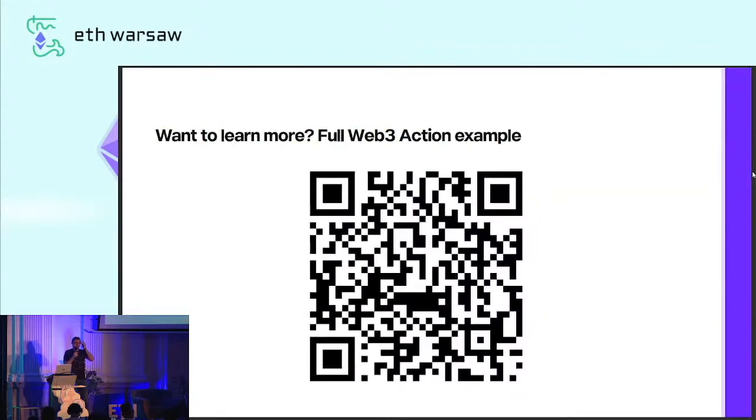And in these examples right here, we talked about Web3 Actions and how to use them. This backend had only one Web3 Action, but it can be as many as needed. And in some of our use cases, we had as many as 100 in production.